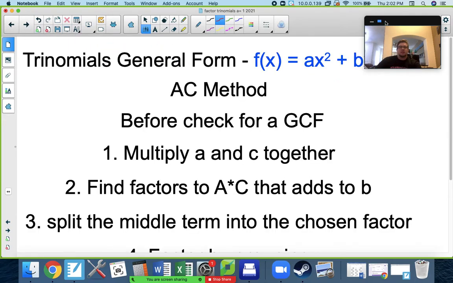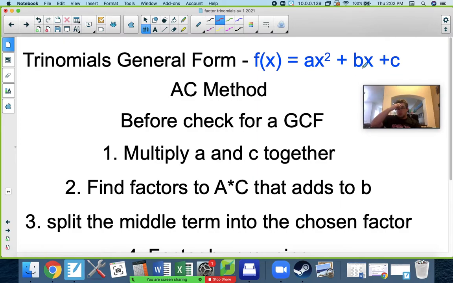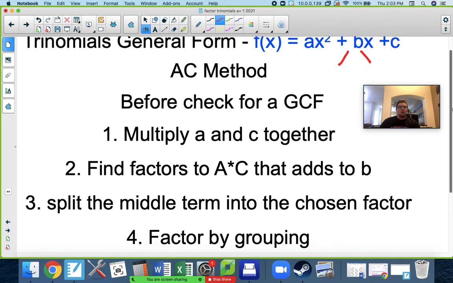So the steps to the AC method, let me move myself a little bit right here. It starts off with the trinomials. They're always written as ax squared plus bx plus c when we have it in order from biggest power to smallest power. And this is where it gets its name of AC method. We take a, we multiply c. That's going to give us a number. We then find the factors of a and c that happen to add to our middle term, b. Once we know what those factors are, we split b based on those two factors. And when we split it, that gives us four terms, and we'll factor it by grouping.